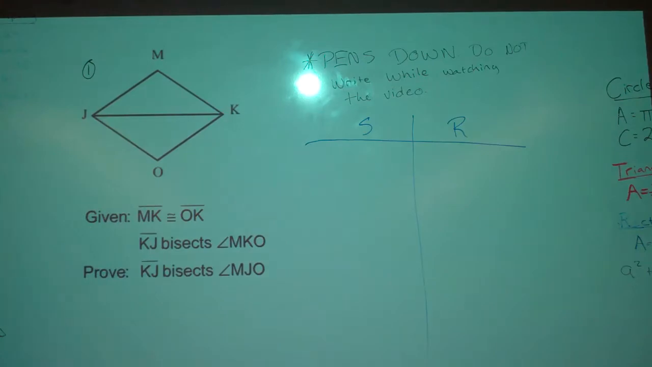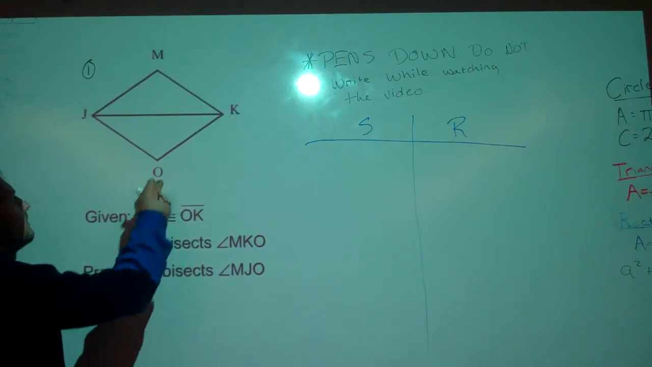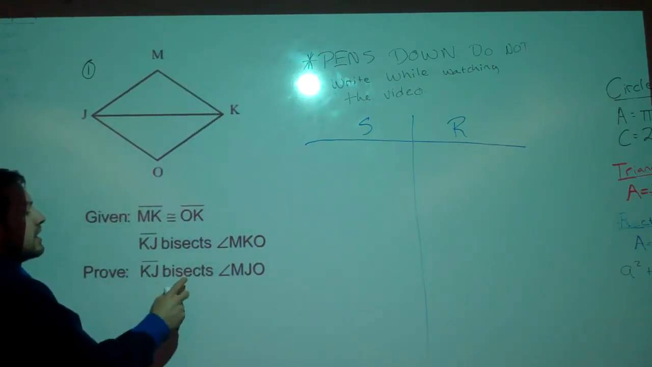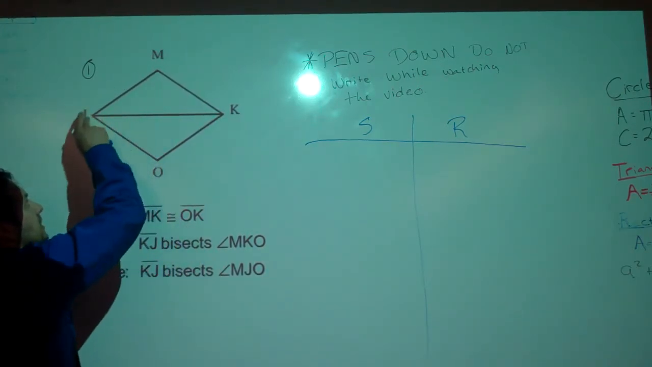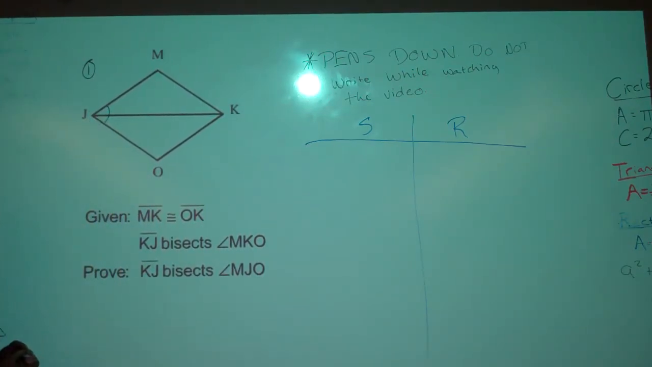The goal of this proof is always going to be found after the givens. This is what we are going to end every proof with. In this case, our goal is to prove that KJ, we will see this line going through the middle here, is cutting angle MJO on the left side, this one here, in half.